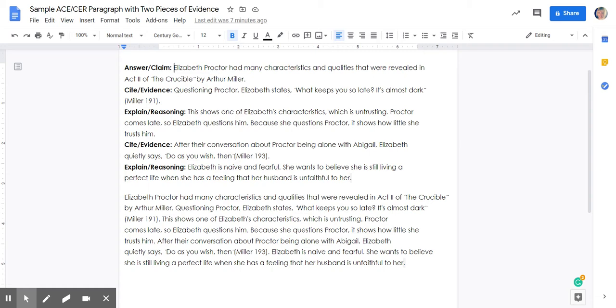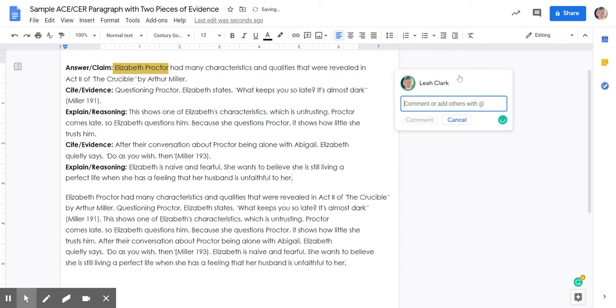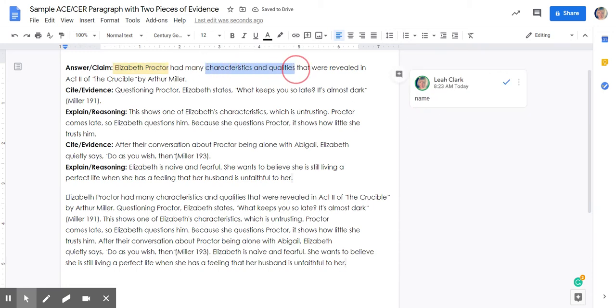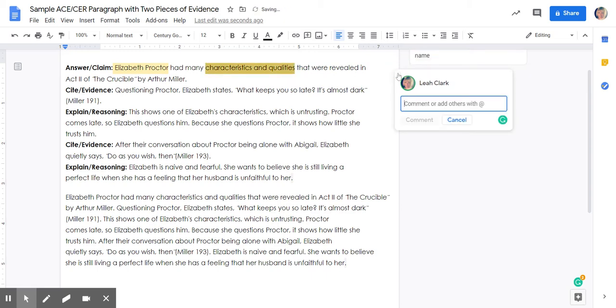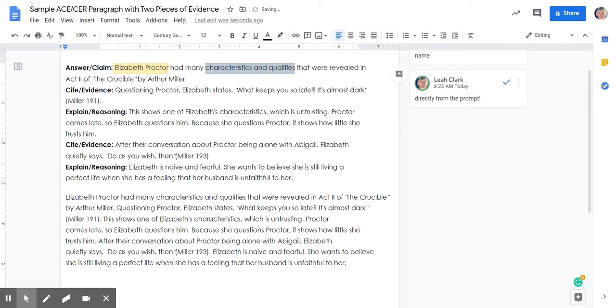The student sample claim or answer to the prompt is, Elizabeth Proctor had many characteristics and qualities that were revealed in Act 2 of The Crucible by Arthur Miller. What makes this so effective, folks, is that we have this specific character name. We know which character we're focusing on. It has the words characteristics and qualities, right? This is directly from the prompt. We want to provide our reader with a full, robust answer to that question using the key words from the prompt, okay?